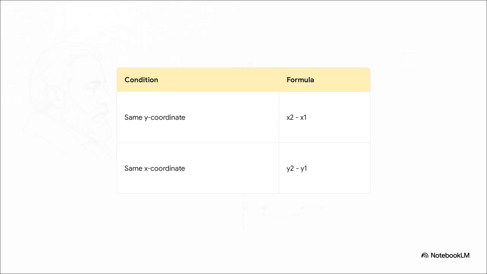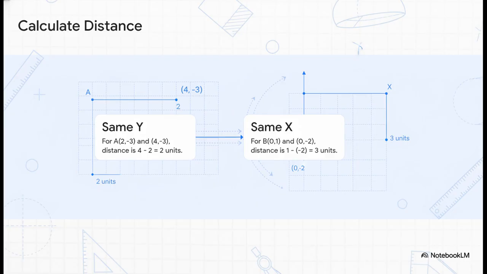If 2 points share the exact same y-coordinate, the line is flat. It's horizontal. You just subtract the x-coordinates, x2 minus x1. Conversely, if they share the same x-coordinate, the line goes straight up and down. Just subtract the y-coordinates, y2 minus y1. Let's walk through the math together so you can see it in action.